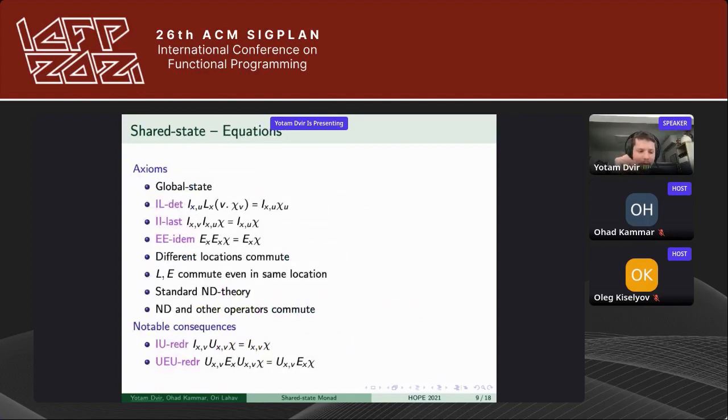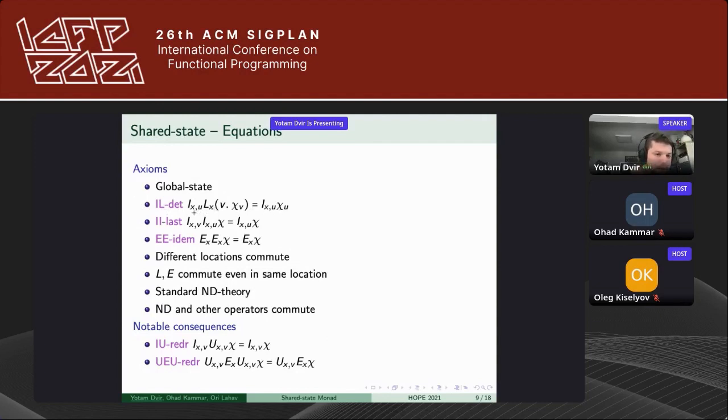So we're done with the operations. Let's look at the equations. As we said, we are retaining the equations from before, global state. And we also have these single location axioms. IL determine, same reasoning as UL determine. If someone else updated X to U and then I look up X, I know what I'm going to find.